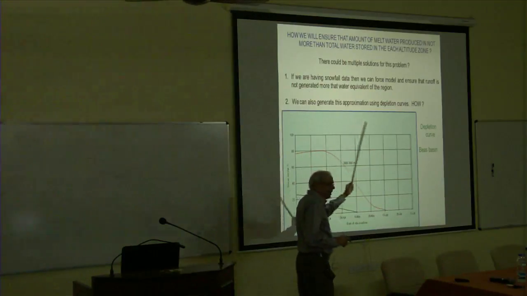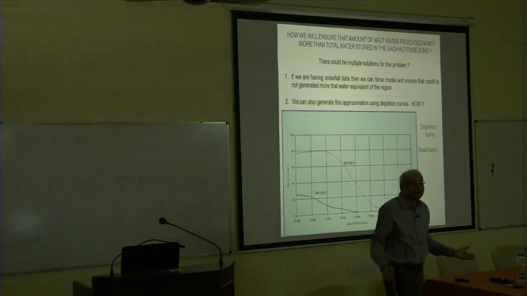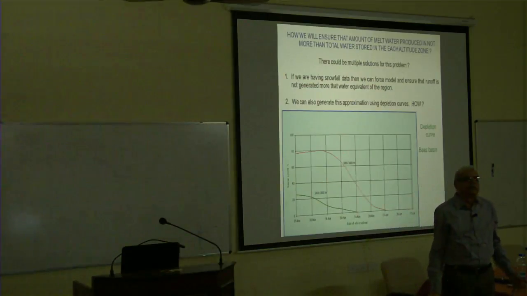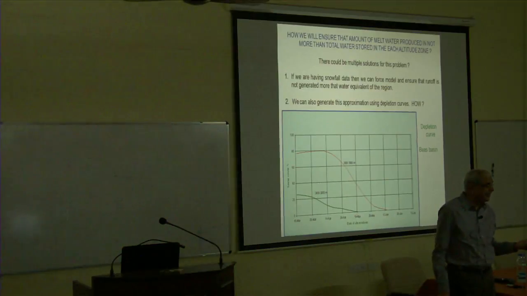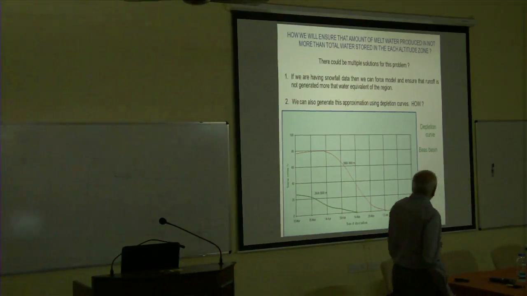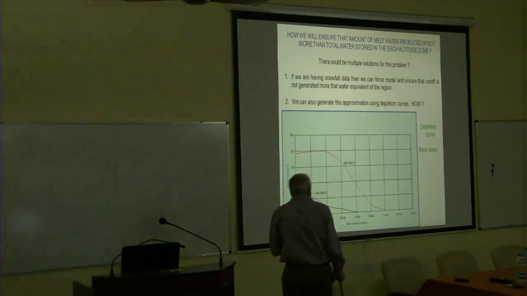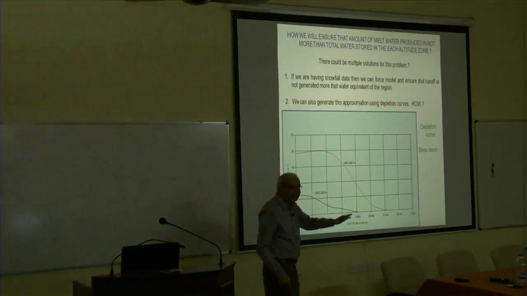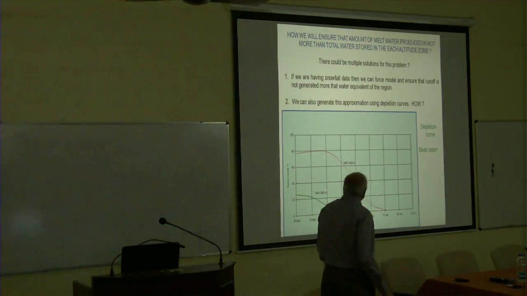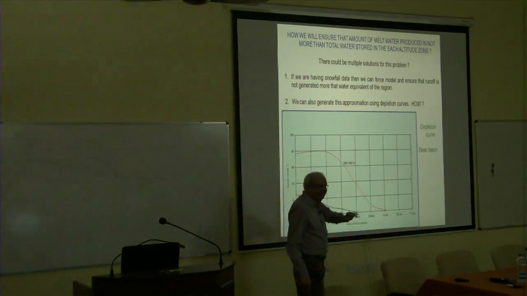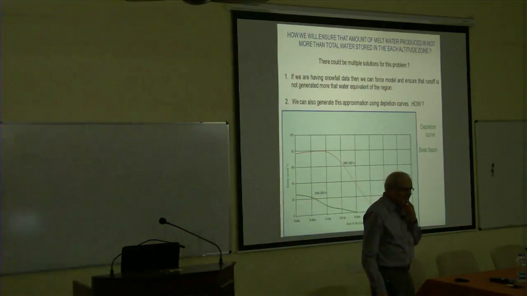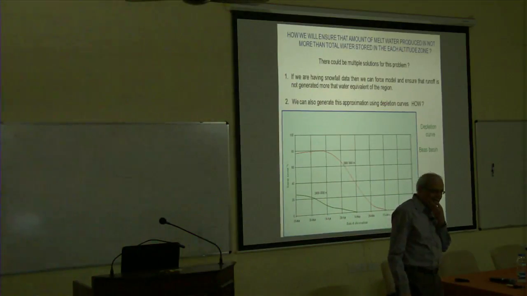But if you don't have that data, like you have a huge basin, say Satluj or Indus, where most of the area is outside Indian territory, and you don't have any data, what will you do? The engineers are very smart people. They have also devised a way of doing it. What you should do is develop this depletion curve, right? You know the meaning of the depletion curve.